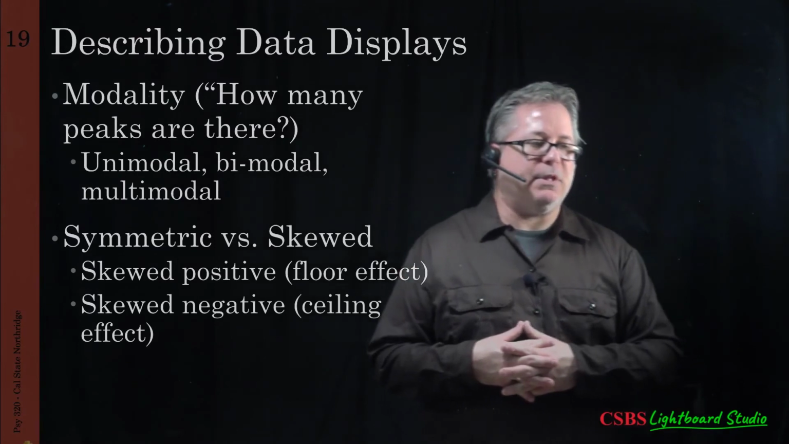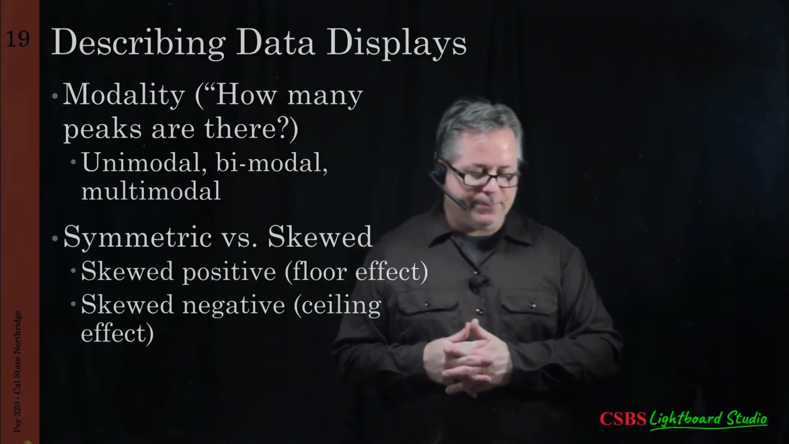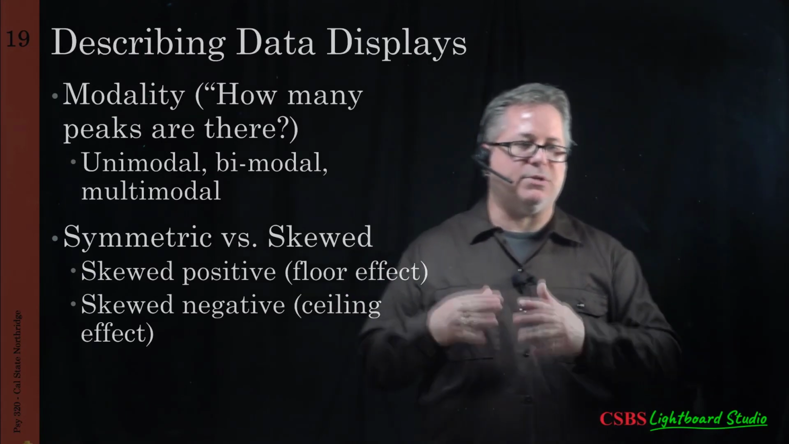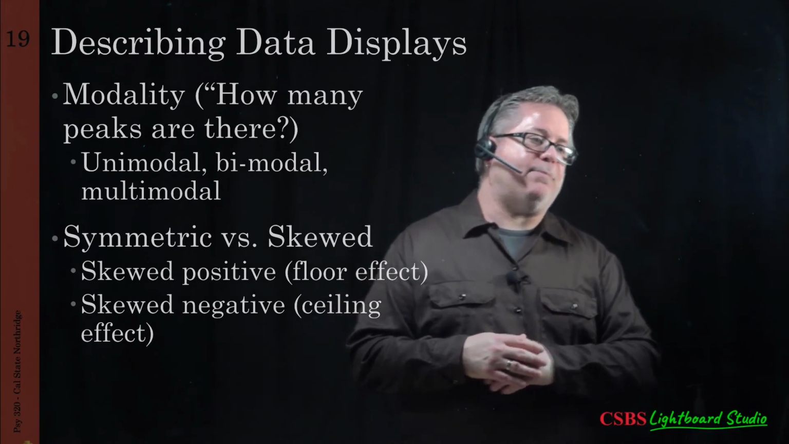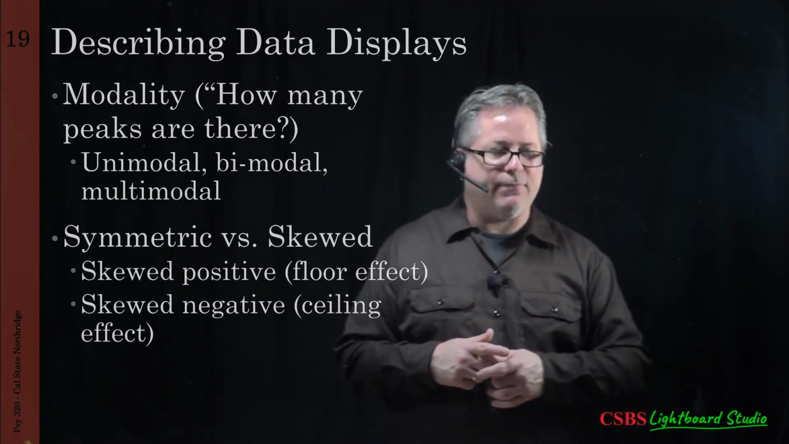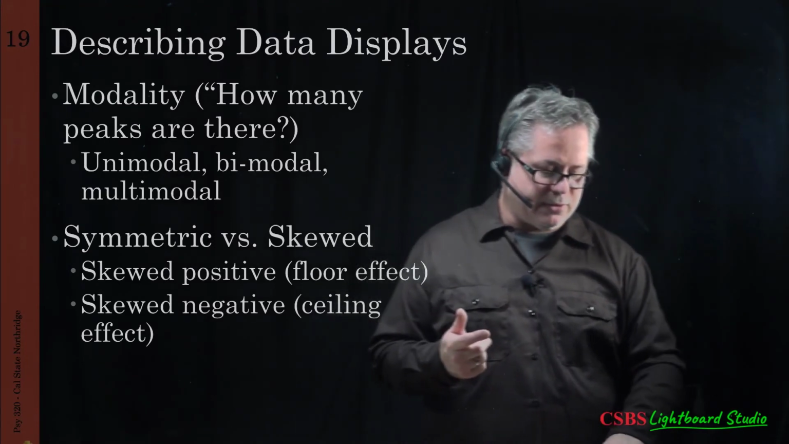And then we also try to think about whether or not the data is symmetric or skewed. Symmetric means that it actually has a mirror image of itself. And you have positive skewness, which is oftentimes seen as a floor effect, and negative skewness, which is seen as a ceiling effect. And I'll show you that right now.